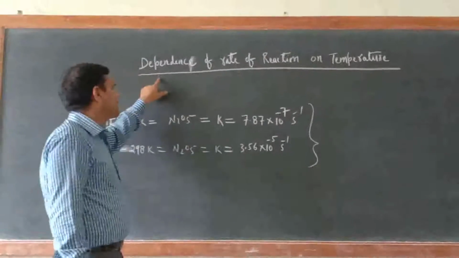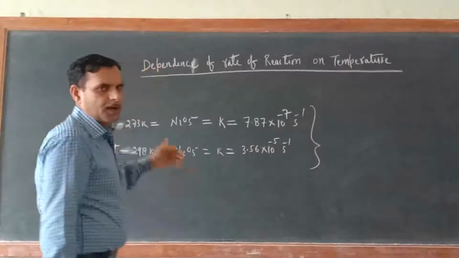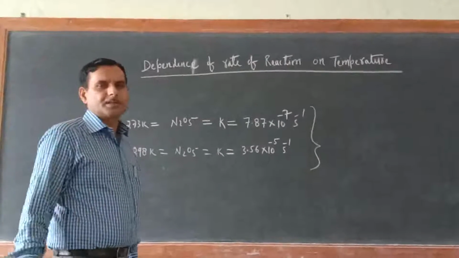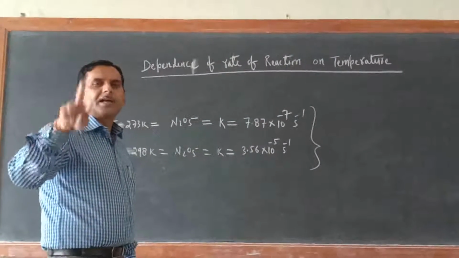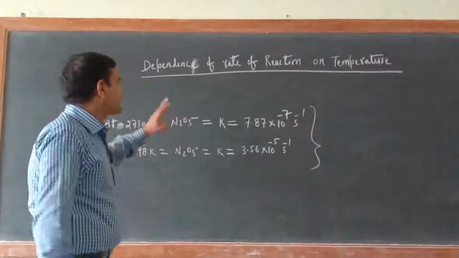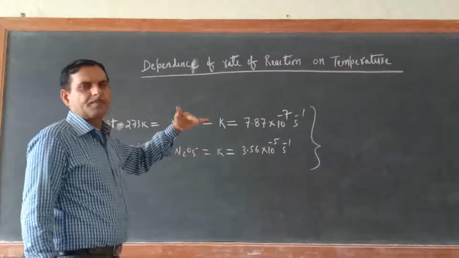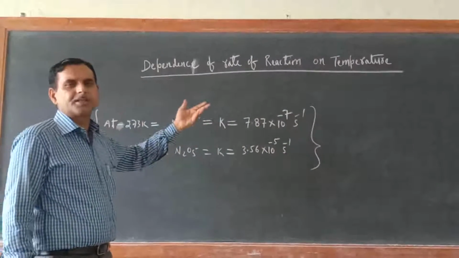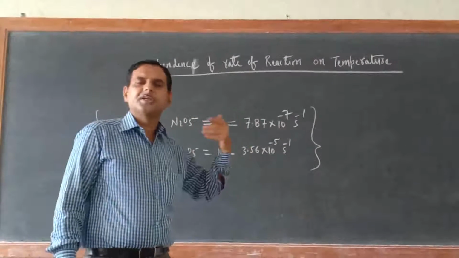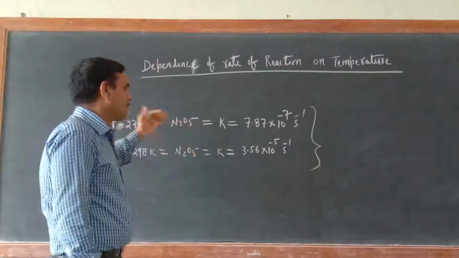Today I am going to teach you the dependency of rate of reaction on temperature. As you know, with the rise of temperature, there is an increase in the rate of reaction. Similarly, while decreasing the temperature, the rate of reaction also decreases. Means rate of reaction depends upon temperature. With the rise of temperature, rate of reaction increases, and so does the rate constant. If rate of reaction is increasing, since rate constant depends on temperature only, the rate constant value will also increase.